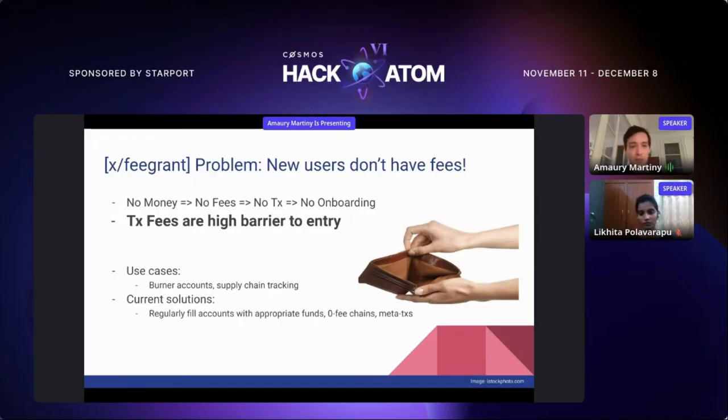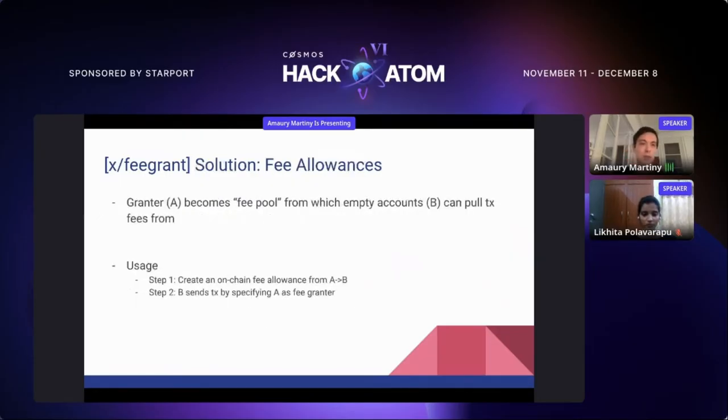So there are current solutions to this fee problem. One of them, the one I mentioned, is to regularly fill the account with appropriate funds, but how much do you fill, how often, and what do you do with the rest? There are some chains that go with the zero fee model, no fees at all. And in Ethereum, there's also this new meta transaction feature, which allows users to pay fees with another, say, ERC-20 token. These are some solutions, but the solution we're going to present today is called x/feegrant. It's a new module on the Cosmos SDK.